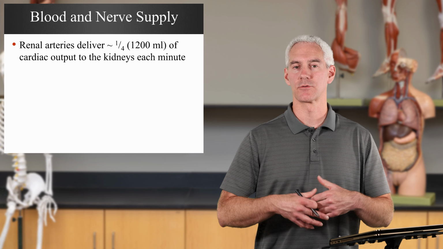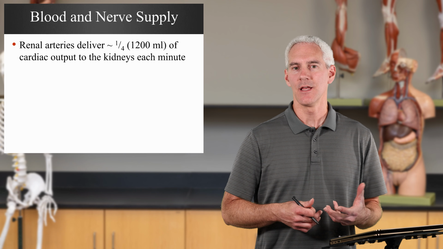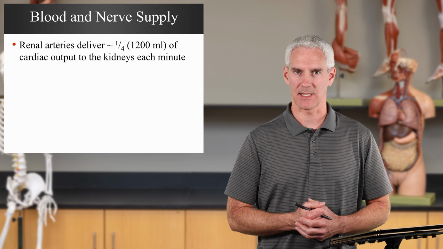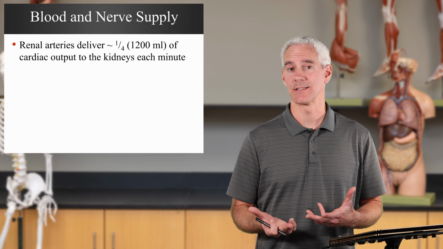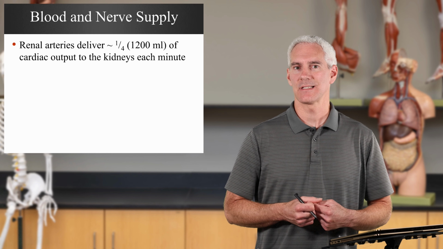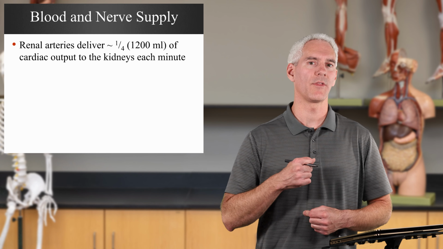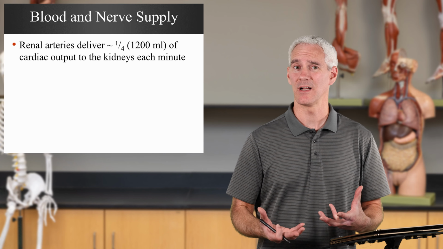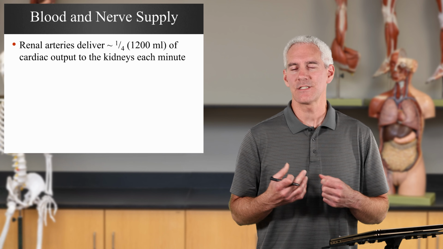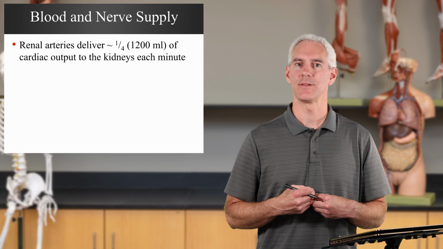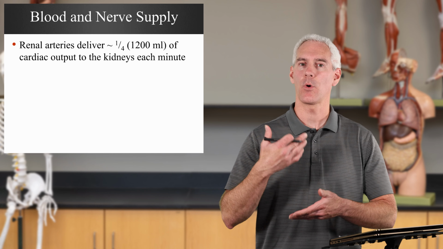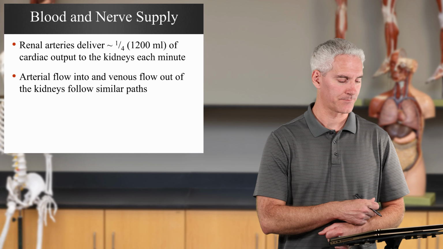We've covered the gross anatomy of the kidney, so it's time to look a little more into the blood flow as well as the nerve supply. Now what's interesting is the kidneys themselves get about a quarter of all the cardiac output from the heart per minute. That's a lot of blood going into the kidneys. It just tells you how much blood the kidneys are handling, how much blood is being filtered, and how important this is to the entire system.